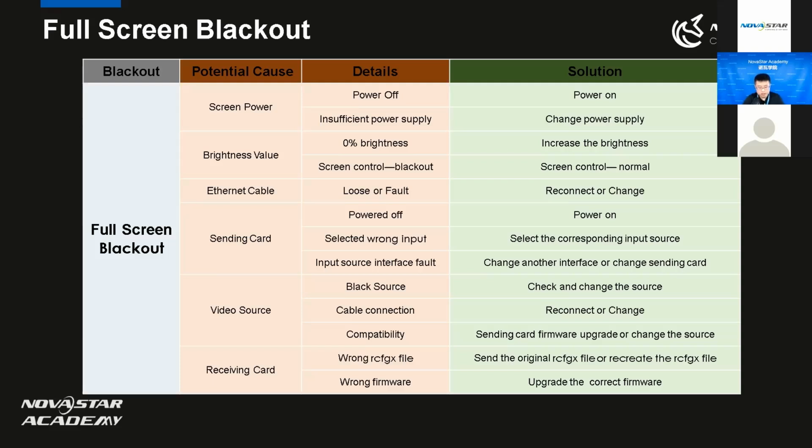The second one is video source. For the video source level, you may need to check your graphic card to see if it is set to black. In this case, you may need to check if the graphic card is set in a good mode, or try to change the video source, try to change the computer, and then try to check the cable connection. You can reconnect or change a video cable, HDMI cable, DVI cable, SDI cable.